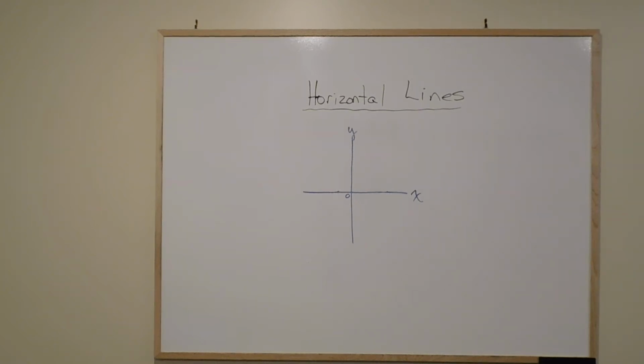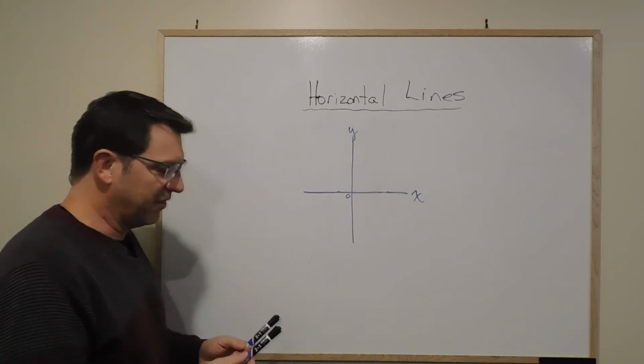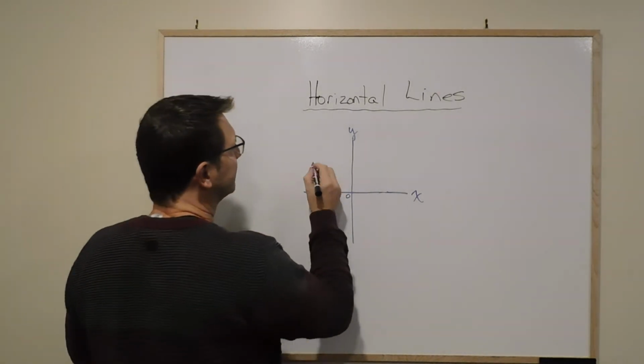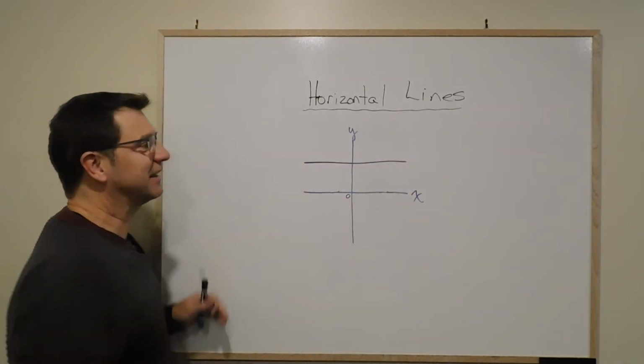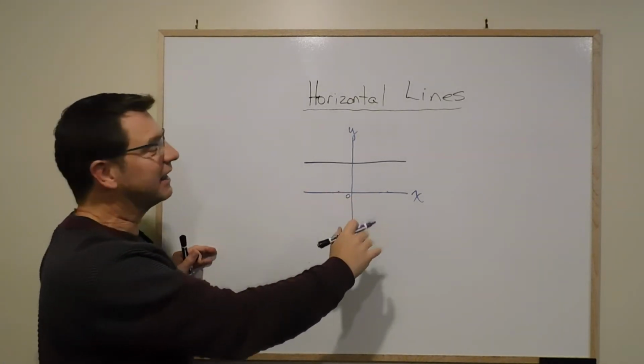Now let's look at horizontal lines, which is another special case, right? For horizontal lines, there is no rise, no run. They would go something like this. A horizontal line would be parallel to the x-axis, okay? And when it's parallel to the x-axis, it will never cross the x-axis.